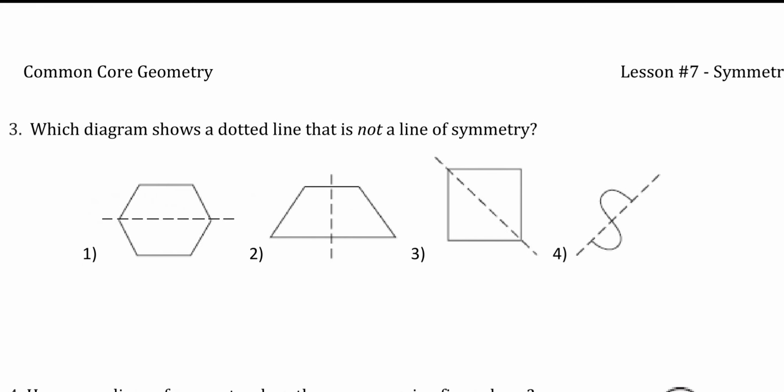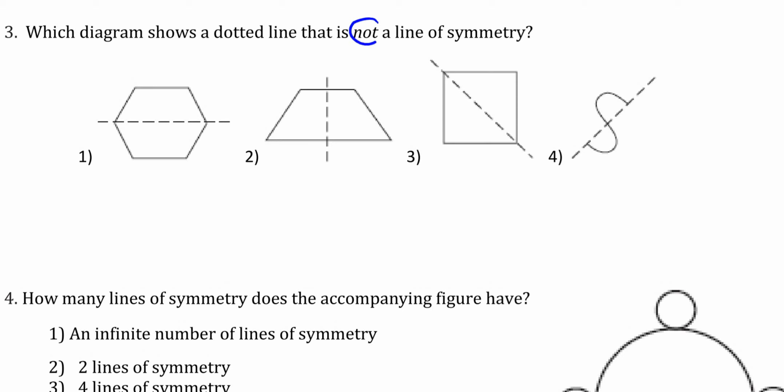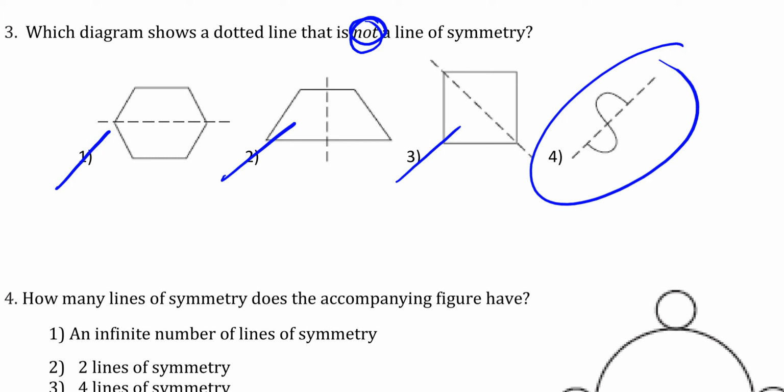All right, number 3. This was actually a Regents question, which shows a dotted line that is not a line of symmetry. You notice once we start really reviewing for the Regents exam, they like using that, the not part, to kind of confuse you here. So 1 is a line of symmetry, 2 is, and 3 is, 4 is not. If I was to reflect this over, it would look something like this, which would not be the same shape.